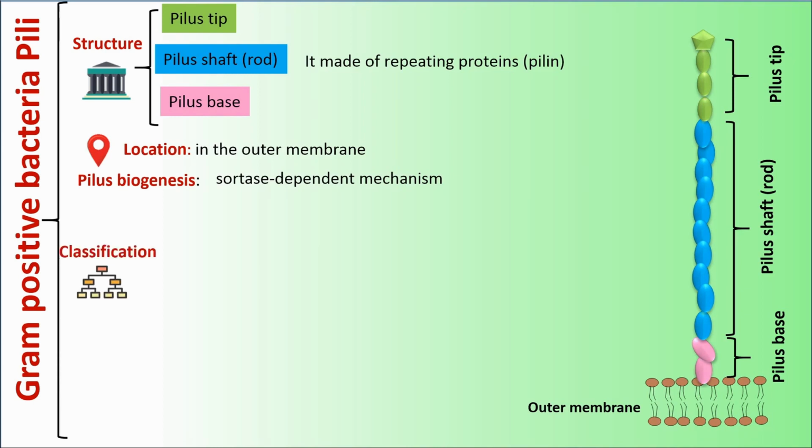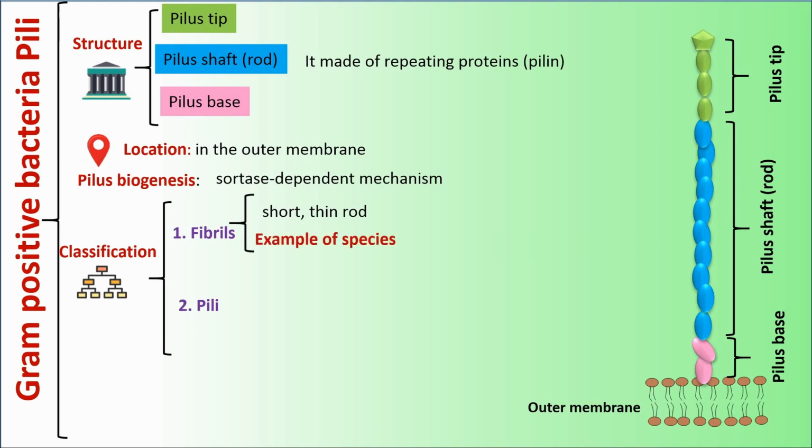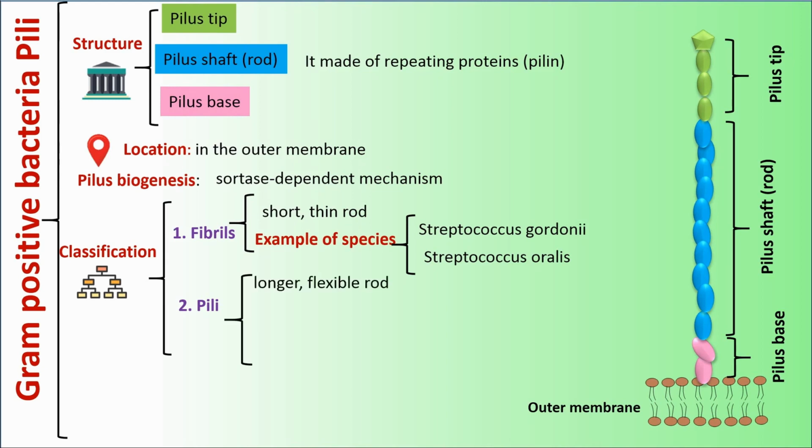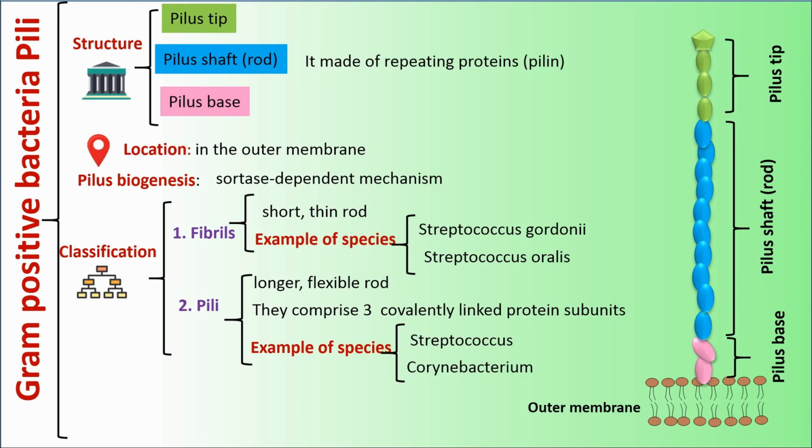They can be divided into two subgroups, fibrils and pili. Fibrils have short, thin rod. Example of a species, Streptococcus gordonii and Streptococcus oralis. Pili. Pili have longer and flexible rods. They comprise 3 covalently linked protein subunits. Example of a species: Streptococcus and Corynebacterium. They play a role in adhesion and biofilm formation.